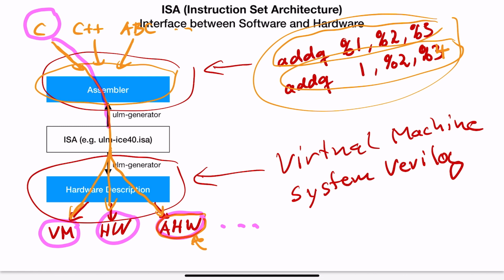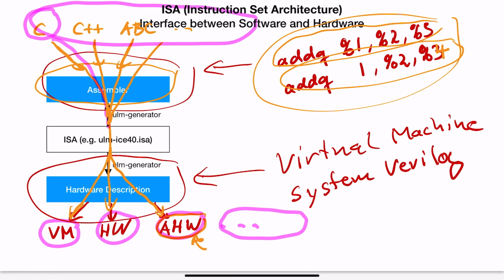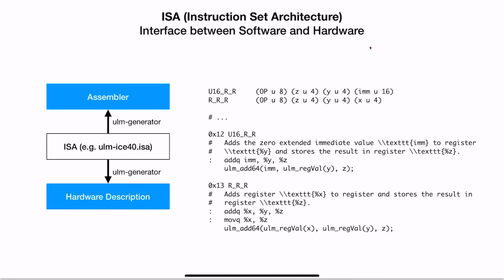And of course the same is true if you write a program in C++ or ABC or whatever. So that means all these languages, these compilers for these languages can immediately take advantage if you provide a better implementation of this architecture in form of hardware. Later in this lecture you will design your own ISA. That means you will come up with your own ISA file, and with the ULM generator you will then generate your own hardware and your own assembler.